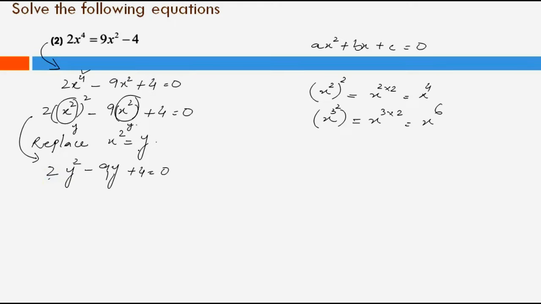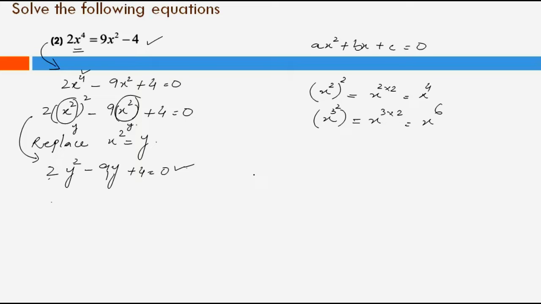And now you can see that this equation where we have x raised to the power 4 is reducible to quadratic form. 2y square minus 9y plus 4 is equal to 0, and this is in standard form of quadratic equation. So we can apply the quadratic formula to solve this equation. We can do factorization by middle term break, so you can adopt any method. Here I am going to solve this equation by middle term break.